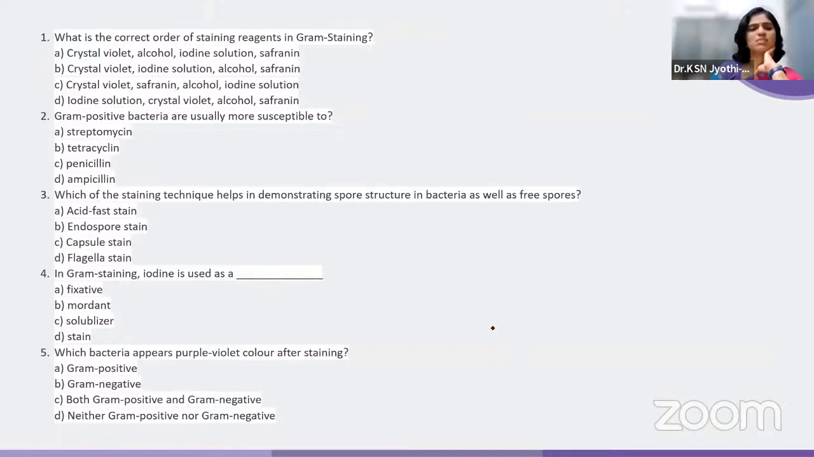So you can just look at some of the important questions. First, this is an interesting question that you can see. What is the correct order of staining reagents in gram staining? What do we add first? What is the primary stain?